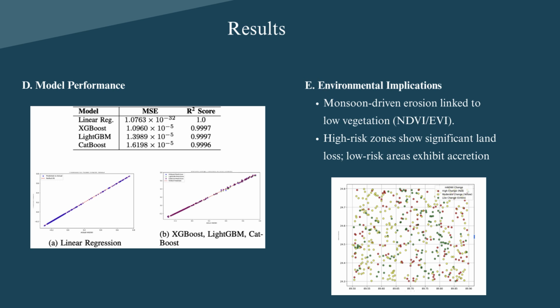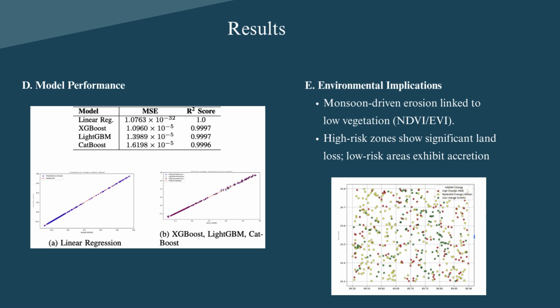Our machine learning models delivered outstanding performance. Linear regression achieved a perfect R square of 1 with an MSE of 1.0763 times 10 to the power minus 32. XGBoost, LightGBM, and CatBoost scored R square values of 0.9996 to 0.997, demonstrating exceptional predictive accuracy.